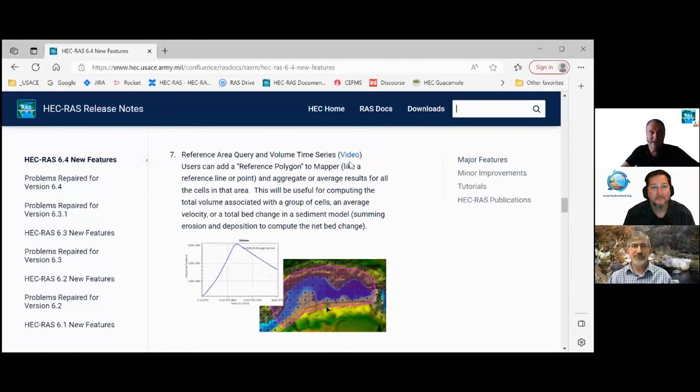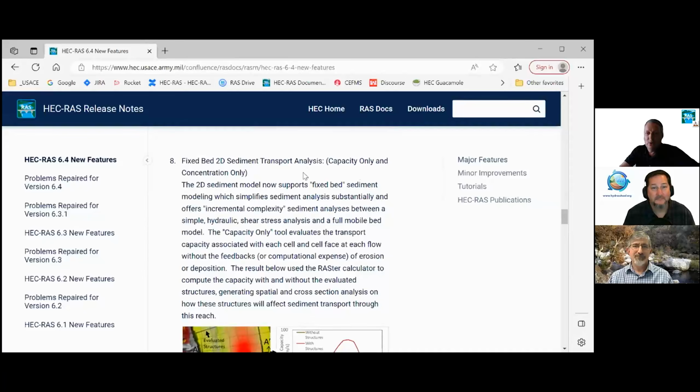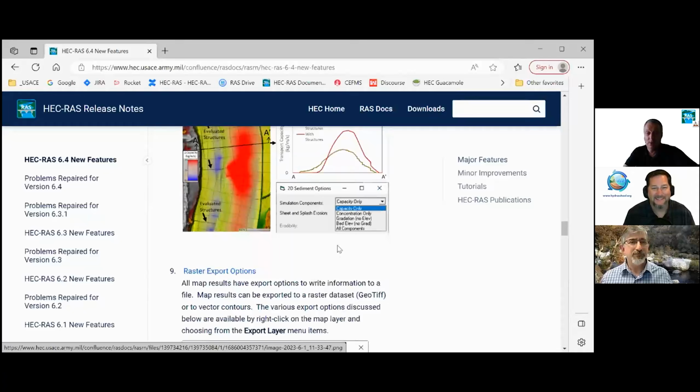We are doing more of this in 2D. And we also have an intermediate level of complexity. We have what we call fixed bed 2D sediment transport analysis, where you're not actually changing the bed, you're just comparing the capacity. That's not as useful for reservoir modeling, but for other sediment transport models, it can give you a sediment answer without doing a full-blown mobile bed model. So you can get probably 50% of the value in 10% of the time. This is something we're doing a lot.